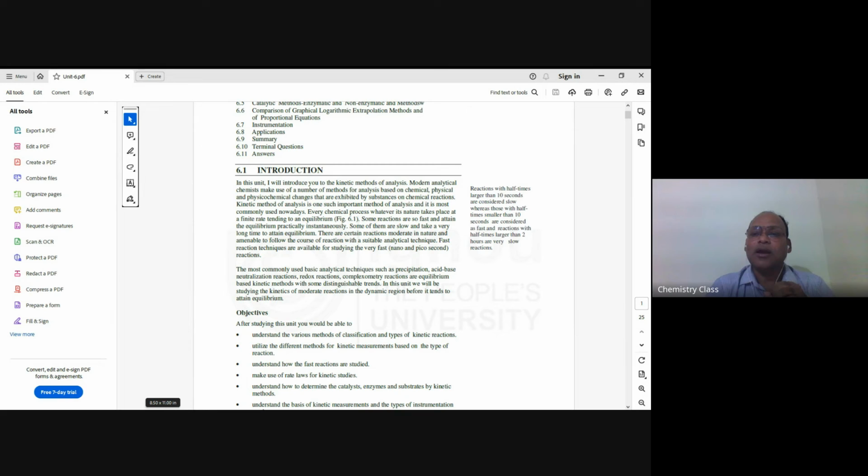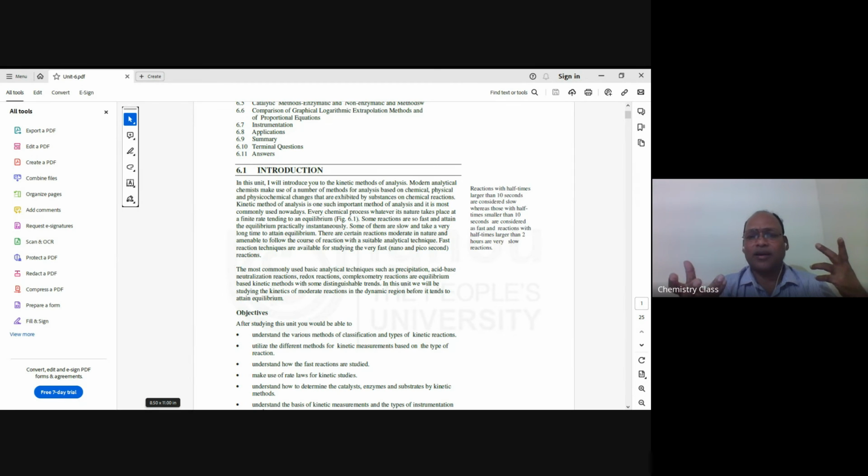So the rate of reaction only influences the moderate reactions. Fast reactions and very slow reactions we cannot calculate. We don't have much time to wait for that; it may be one month, two months, three months, one year. Very slow reaction is like the rusting of iron, and the fastest reaction is instantaneous, happening suddenly.